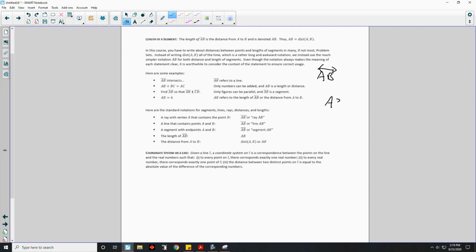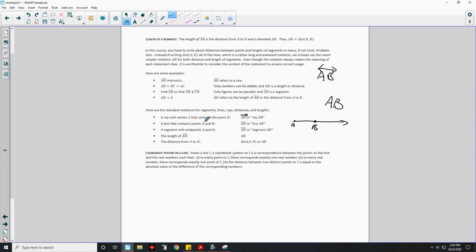So if I just write the letters, that just means the length of something. The distance from here to here. The distance from A to B. Here are the standard notations for segments, lines, rays, distances, and lengths. A ray with vertex A that contains the point B. So the arrow is going this way. A is my starting point or vertex, and B is a point on the ray. So if I drew that, I would draw this ray. This is point A, and B is anywhere on that ray, and the ray goes through it.